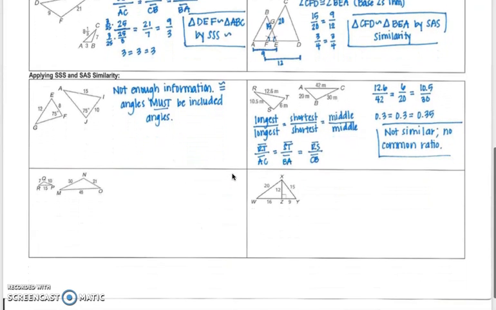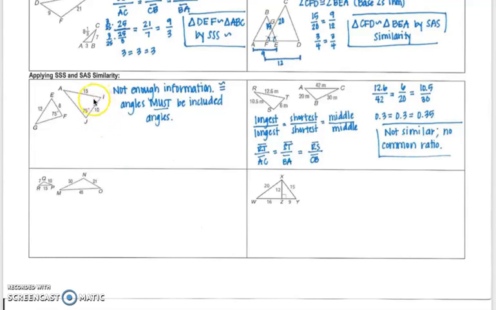Okay, the bottom 4 examples here are just you identifying if you can say that they're similar by side angle side or side side side. The first 2 that I did, I apologize, I apparently picked the 2 that are not similar. But what I want to point out, it's probably better anyway, is that in this first example, there is not enough information. That does not mean that the triangles are not similar. You just don't have enough information to prove it right now.